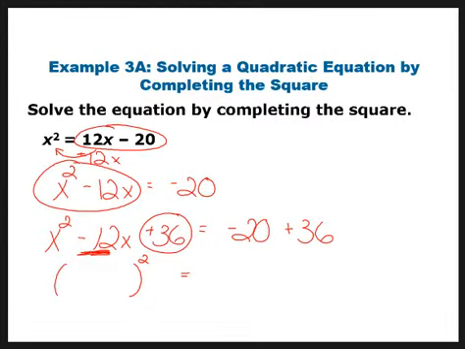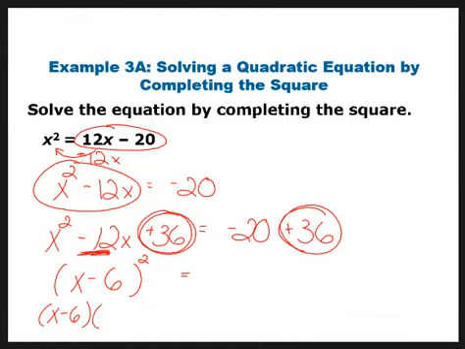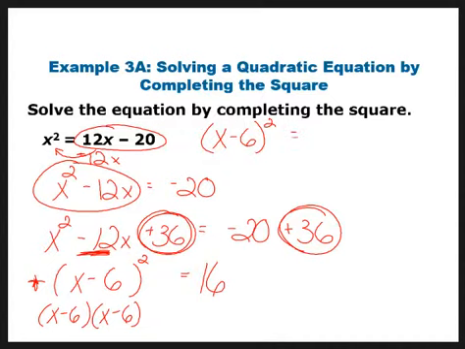Because again, I can do whatever I want to one side of the equation as long as I do the exact same thing to the other side. So if I bring in a 36 over here, I have to do the same thing over here. Now this side should factor as a square of a binomial. Basically, it would be x minus 6 and x minus 6, but I want to write it as the square of a binomial. On this side, I'm going to get 16 when I combine those terms. So let's rewrite up here real quick: x minus 6 squared equals 16.